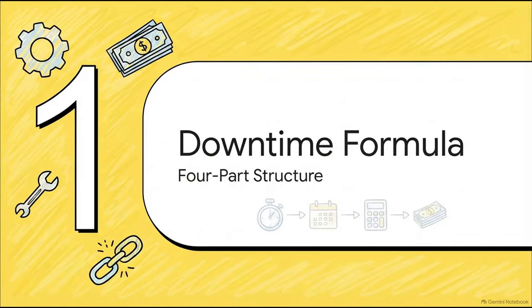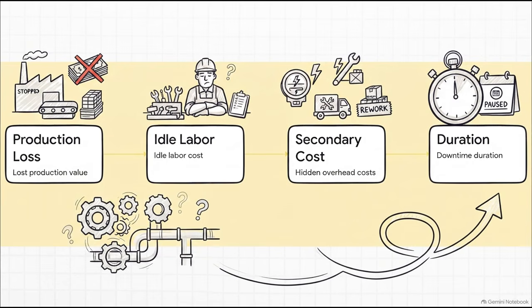Part 1. The 4-part downtime formula. So, how do we fix this guessing game? We need a standardized method. Because if you get this calculation wrong, you're either going to underfund your own maintenance teams, or you're going to overpromise savings to leadership that you simply cannot deliver.